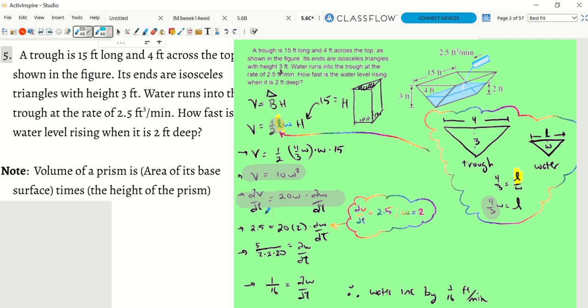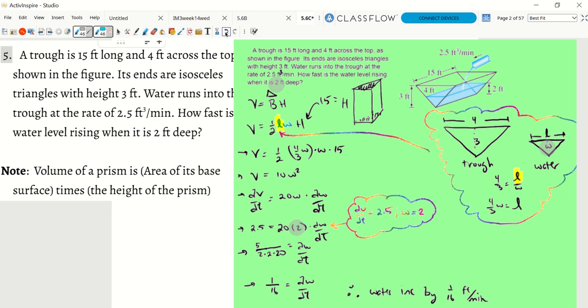So now I substitute, sorry, I was talking to the class to make sure they're doing okay. Change in volume over change in time is going to be, change in volume over change in time, okay, is going to be 2.5. All right. Your W, okay, that we're going to plug in 2 feet deep right there.